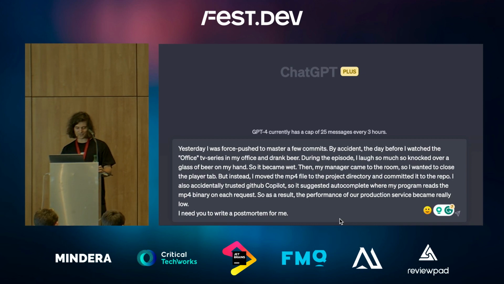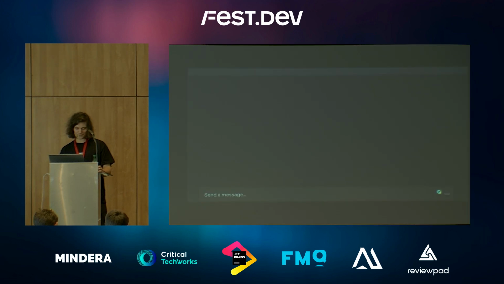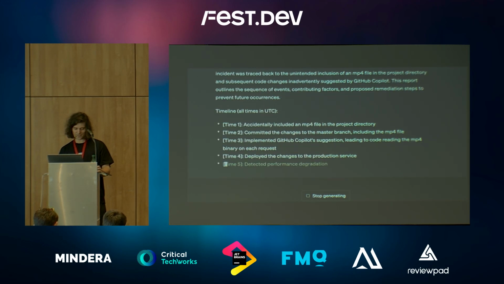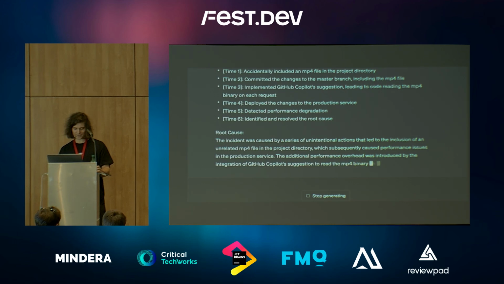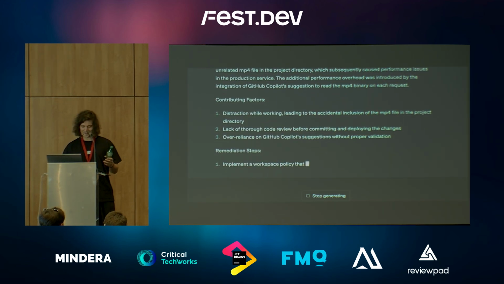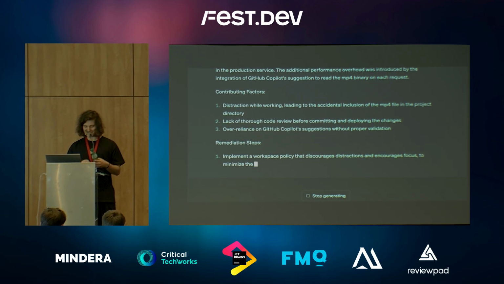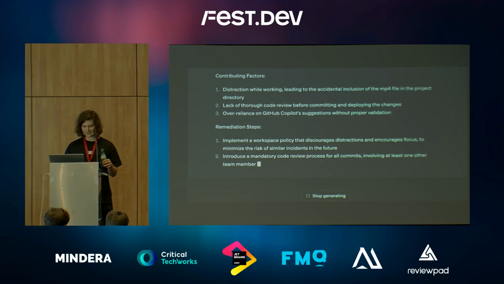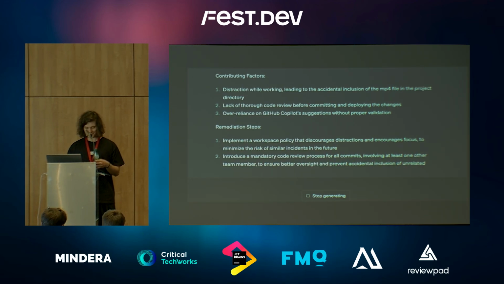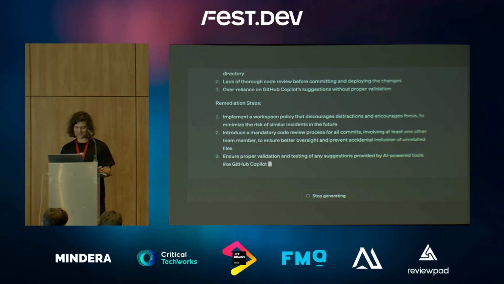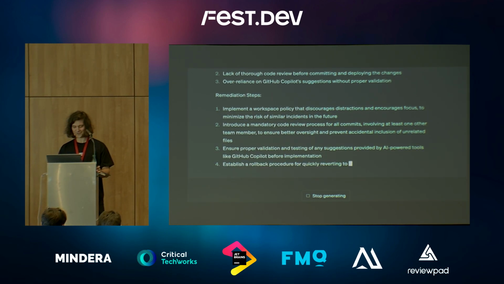And as a result, ChatGPT was able to help me. It created a good postmortem with a summary. It tried not to call me an idiot or anything. It was super polite. It listed contribution factors and so on, and also added some steps for the future. For example, implement a workspace policy that discourages distraction and encourages focus, which is a pretty good thing to do. Basically, I think it's a replacement for saying you have idiots in your company.